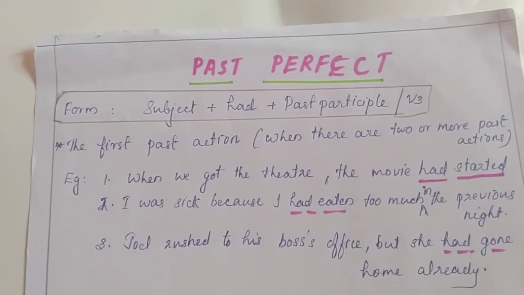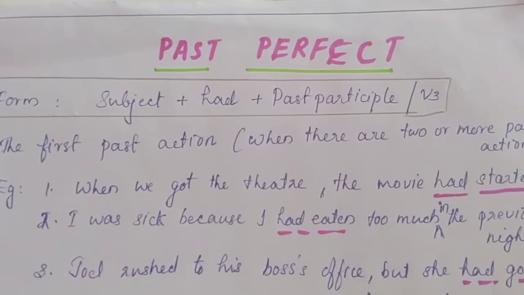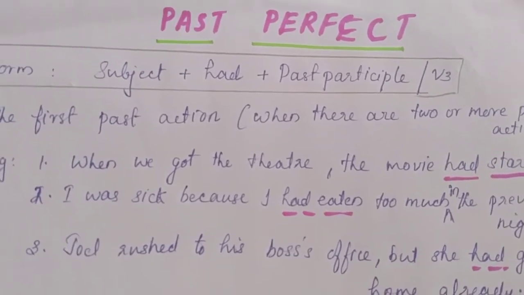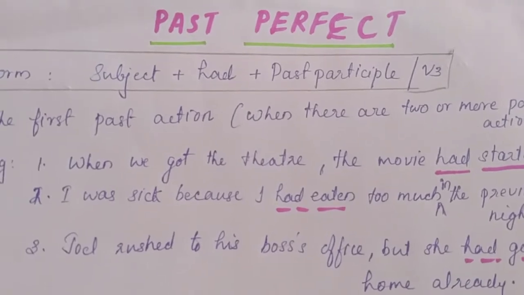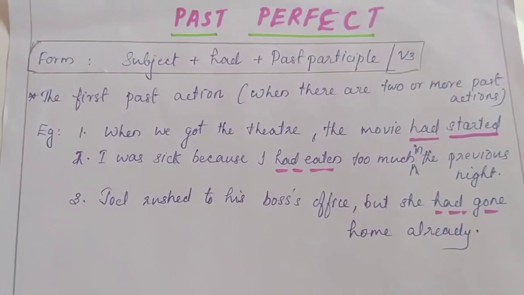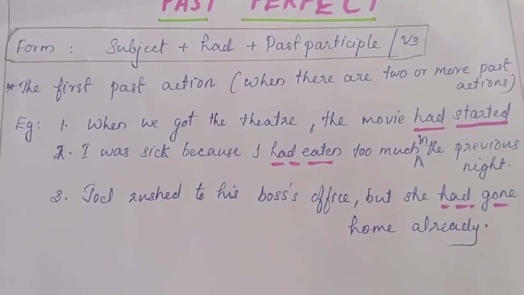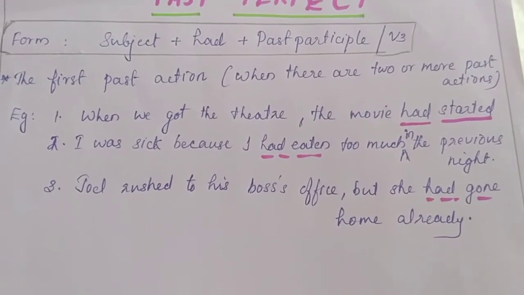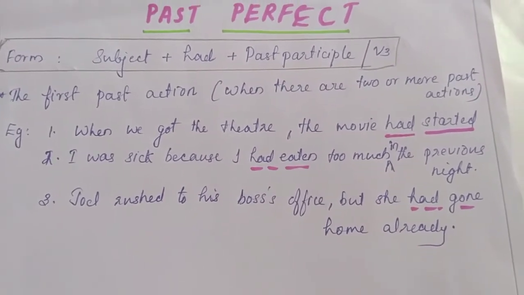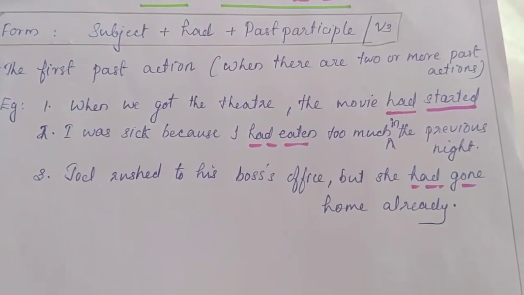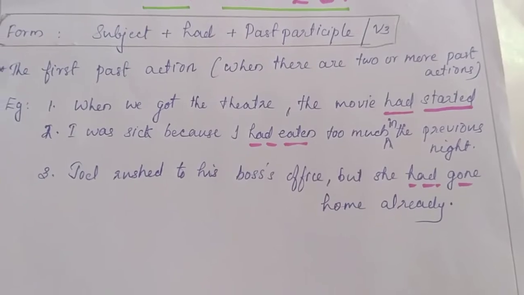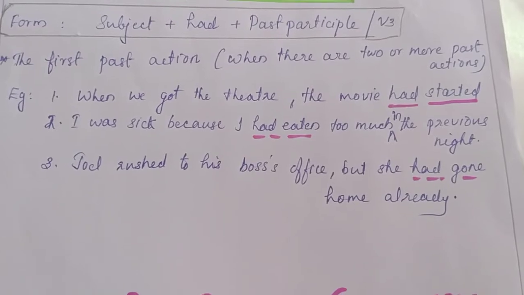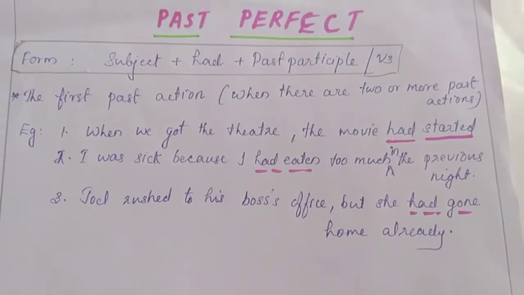The third division of past tense is past perfect tense. Past perfect: we can make sentences by subject plus had plus past participle, or the third form of the verb. I have told you in the previous video what the past participle form is. The first past action we can write in the past perfect. What is the meaning of the first past action? That means two or more actions were in the past, completed in the past. In that, the first action we should write in past perfect.